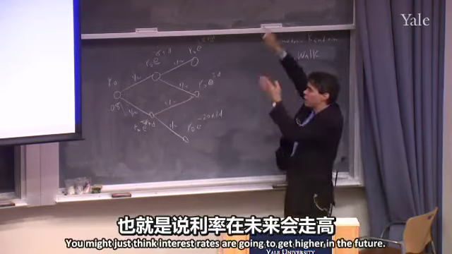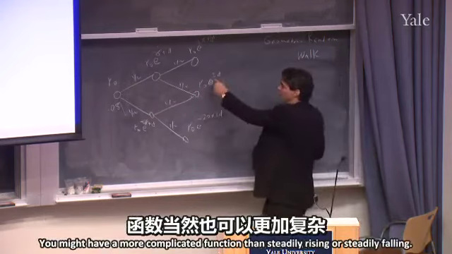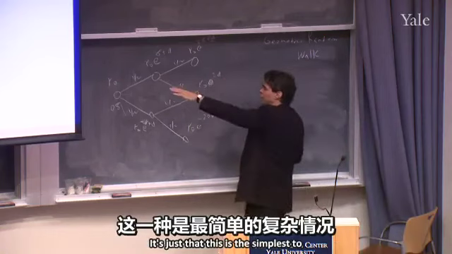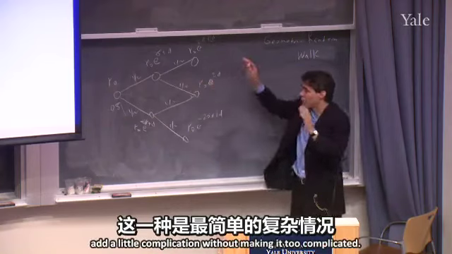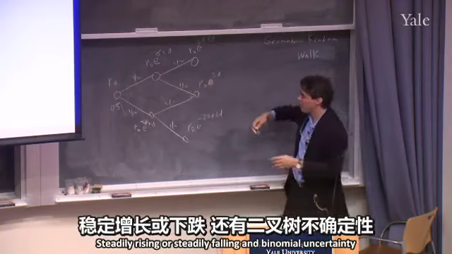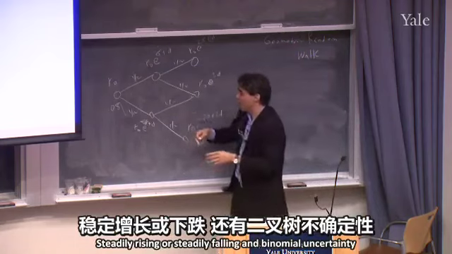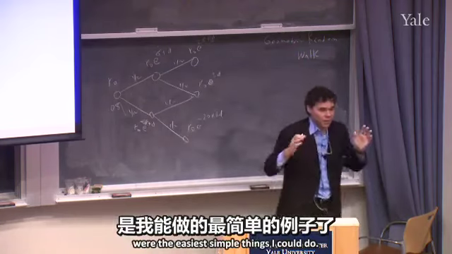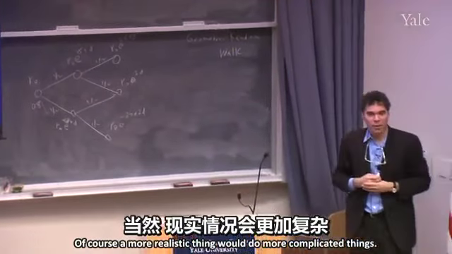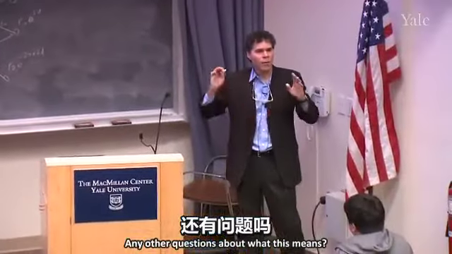You might just think interest rates are going to get higher in the future. You might have a more complicated function than steadily rising or steadily falling. It's just that this is the simplest, to add a little complication without making it too complicated. Steadily rising or steadily falling and binomial uncertainty were the easiest simple things I could do. Of course, a more realistic thing would do more complicated things. Any other questions about what this means?